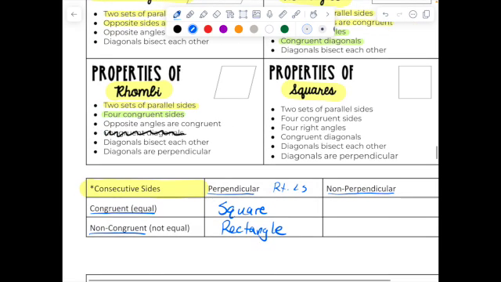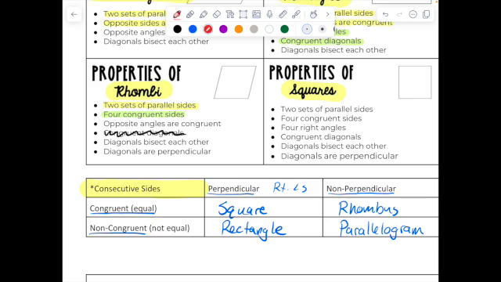Okay? Now, if the sides are not perpendicular, but the consecutive sides are equal, that makes it a rhombus. And if sides are not perpendicular and they're not the same length, at the very least, we can say that it is a parallelogram.